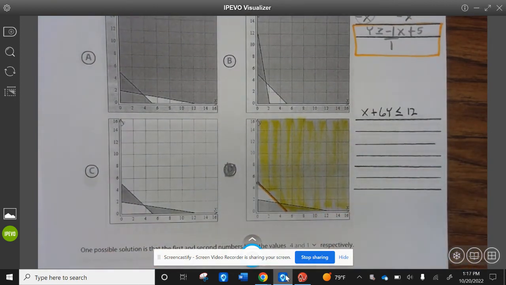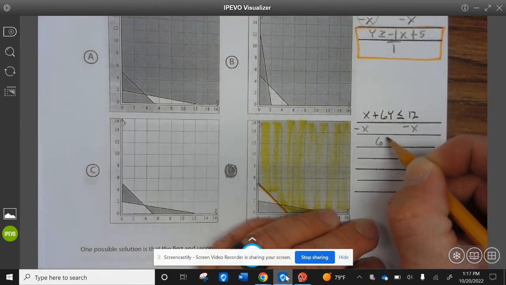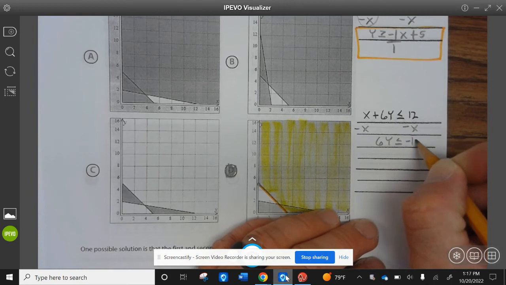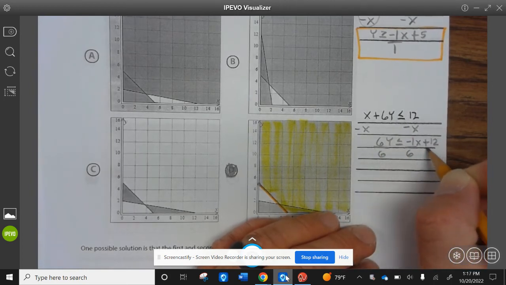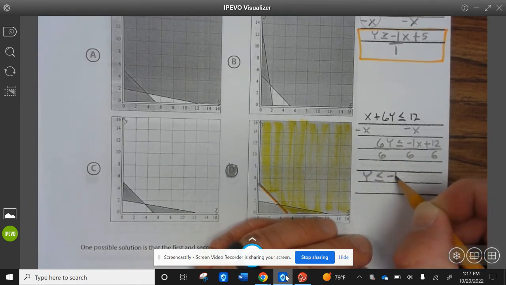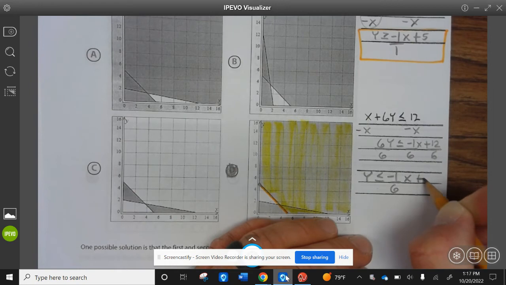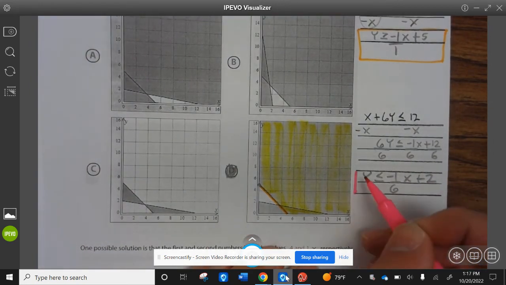Now we need to solve the second inequality. So we're going to subtract x from both sides. So then you get 6y less than or equal to negative 1x plus 12. Divide everything by 6. So you get y less than or equal to negative 1/6 x plus 2. I'm going to graph that in pink.